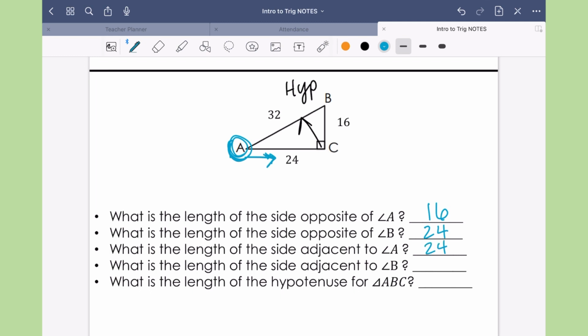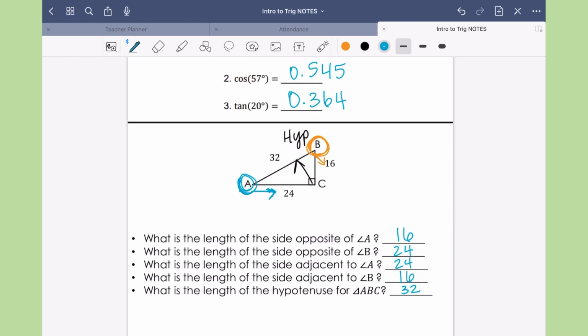Okay. What about angle B? Who's next to angle B? 16. And what is the length of the hypotenuse for this triangle? That's going to be the hypotenuse always. The length of that side is 32.